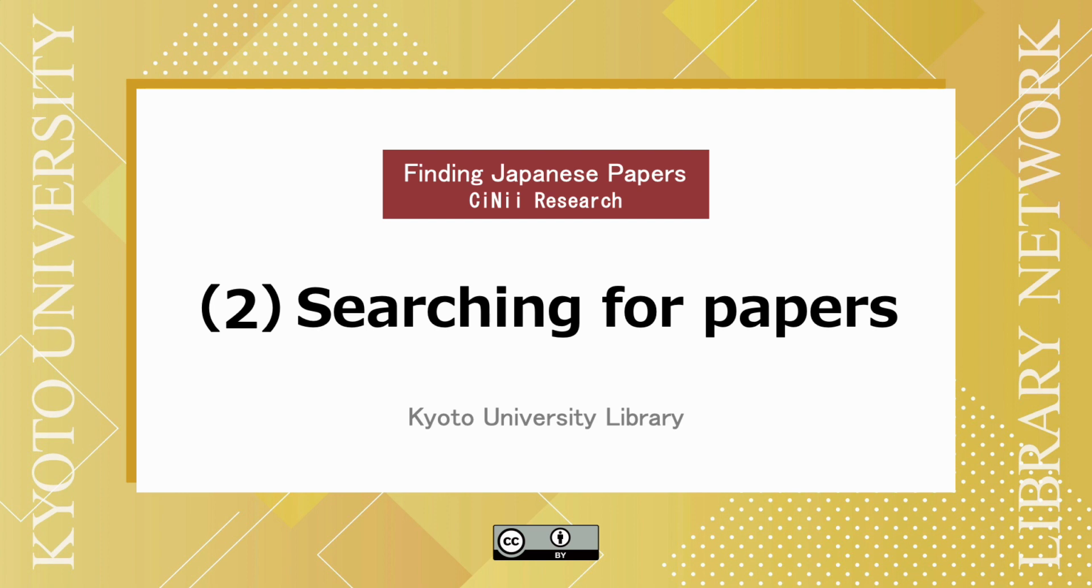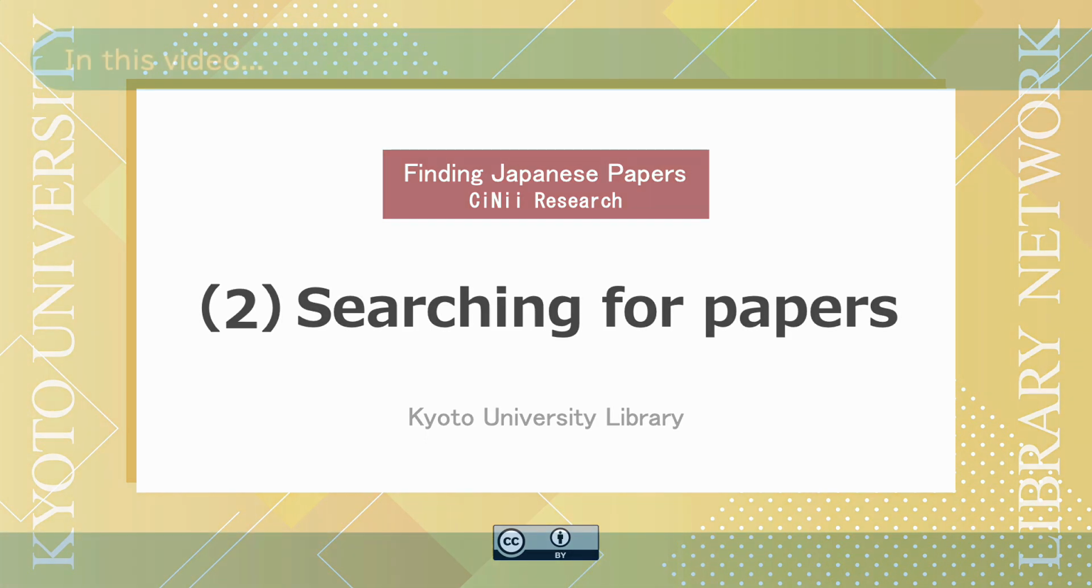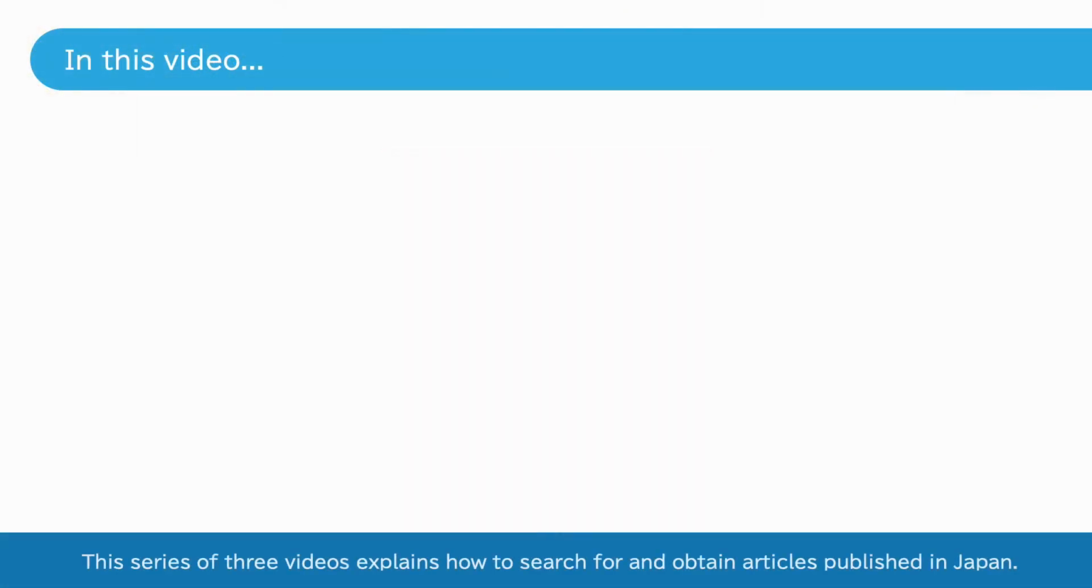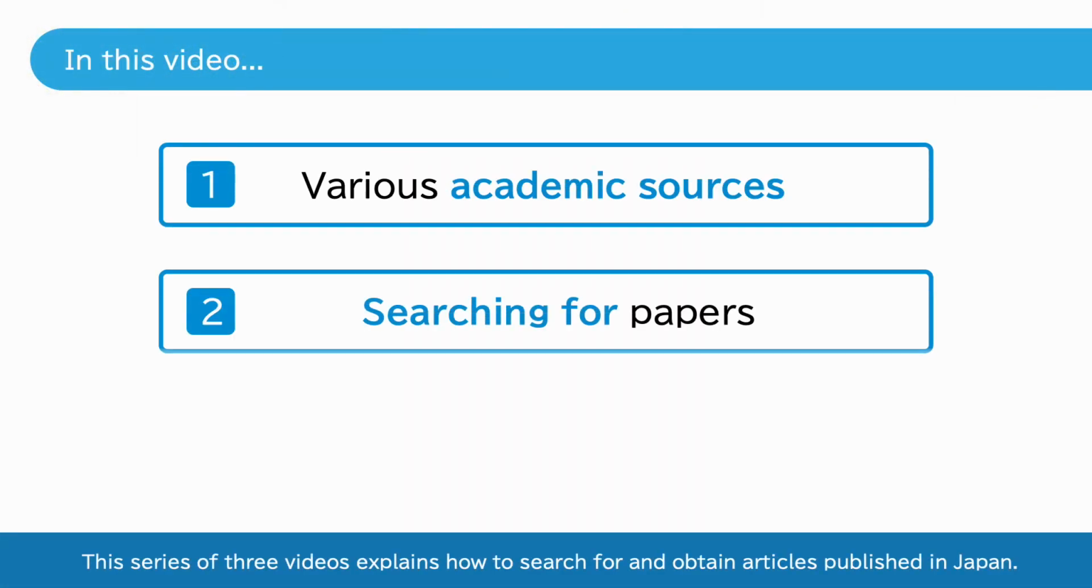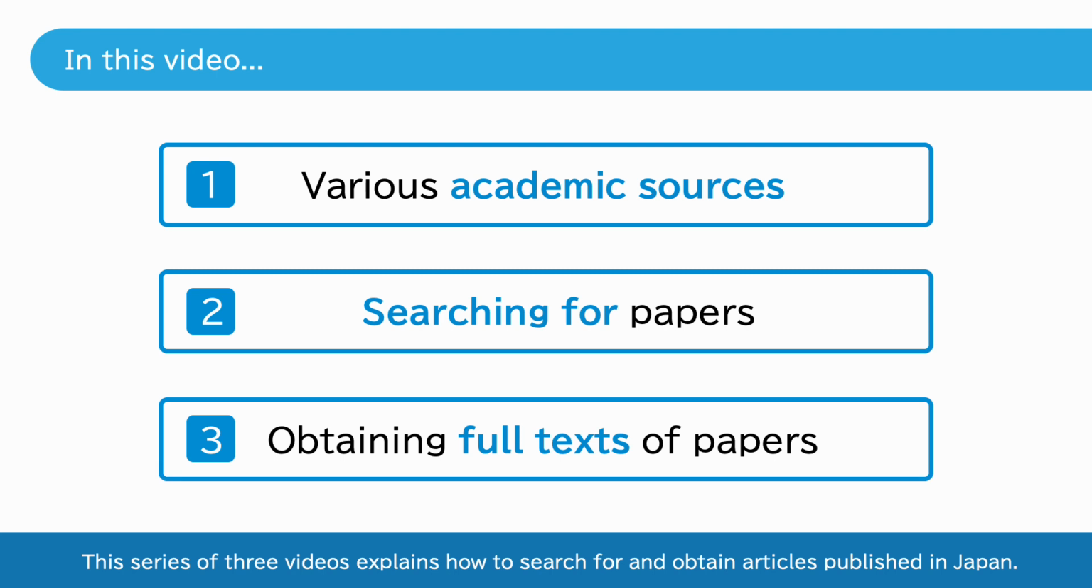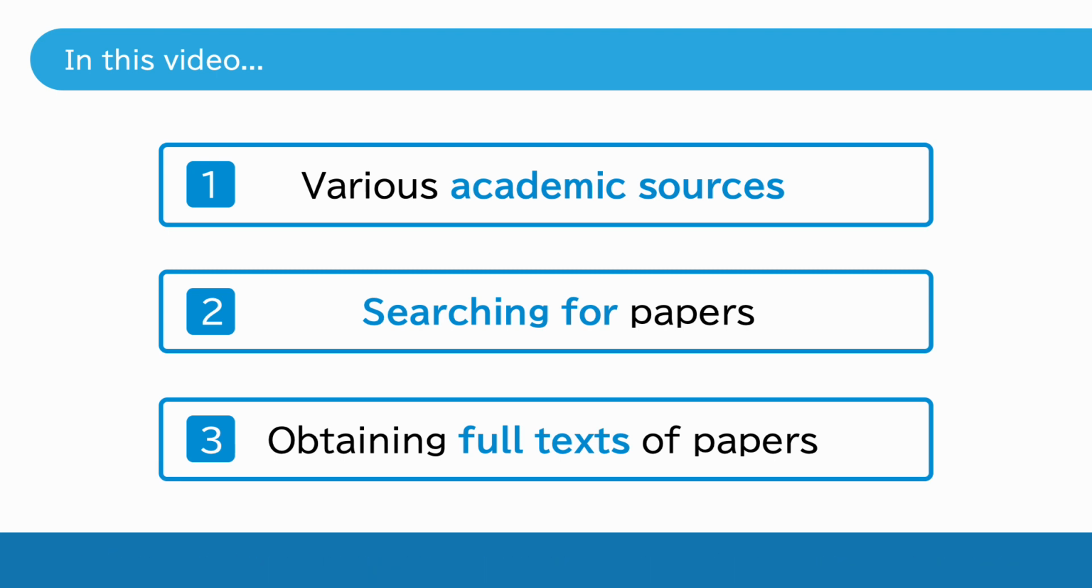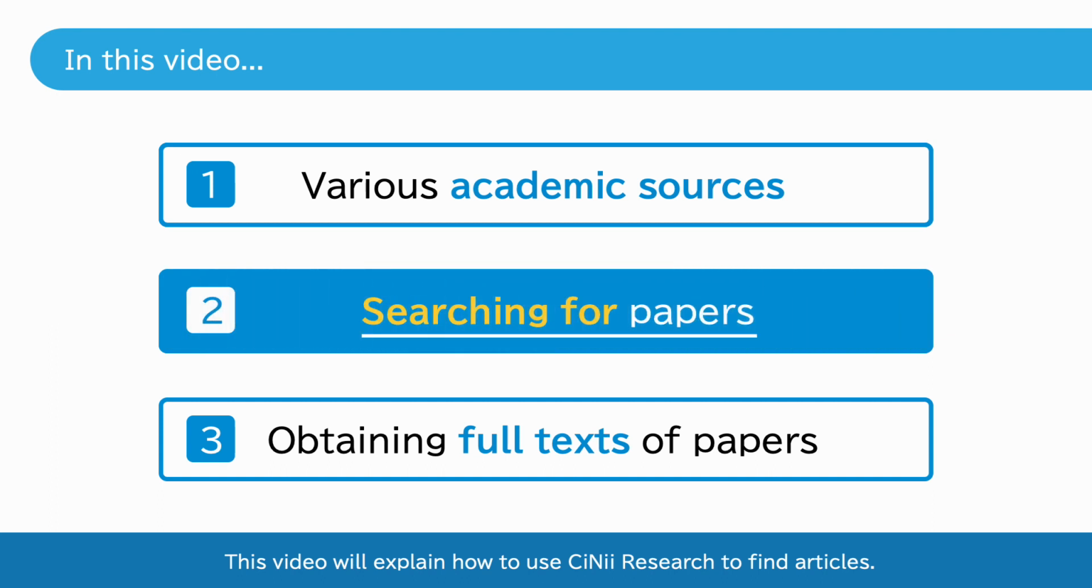Kyoto Library Skills Video, Finding Japanese Papers, CiNii Research. This series of 3 videos explains how to search for and obtain articles published in Japan. This video will explain how to use CiNii Research to find articles.